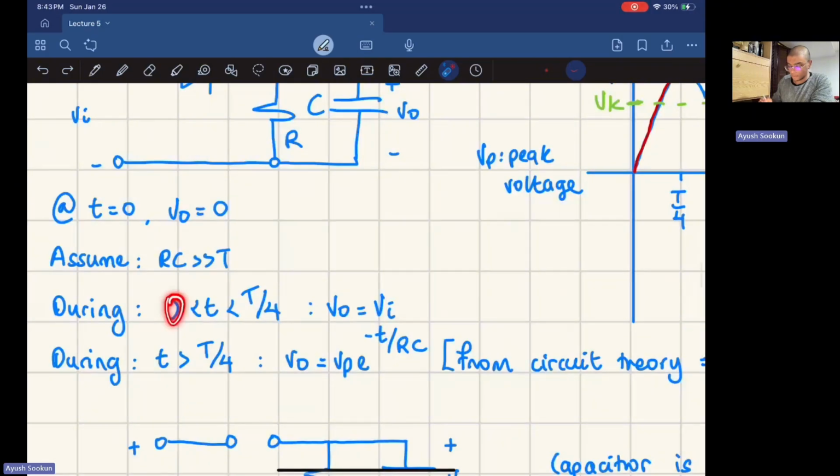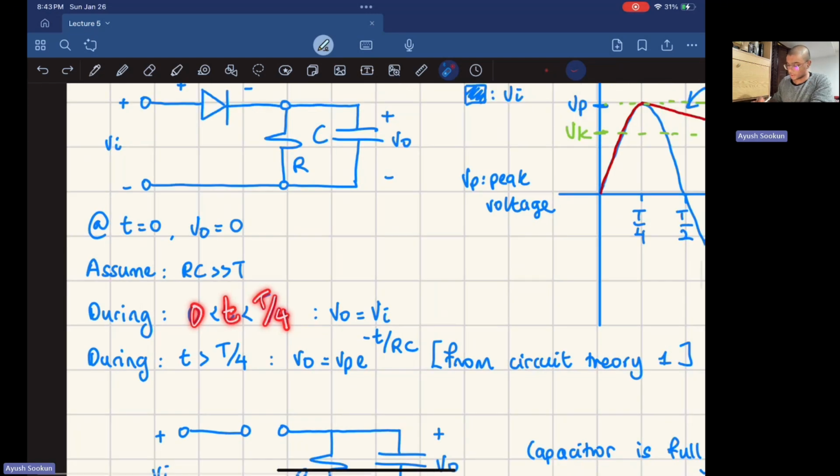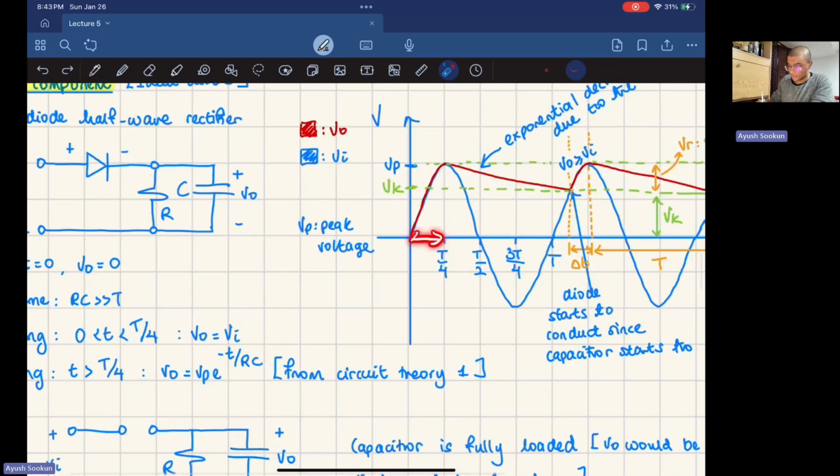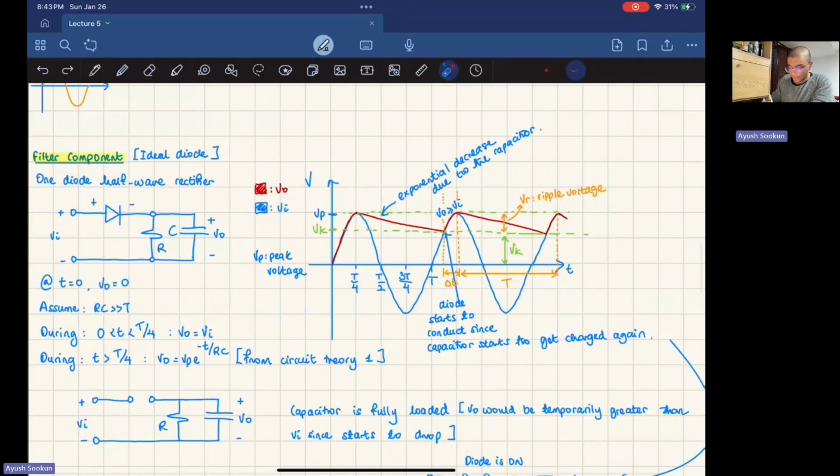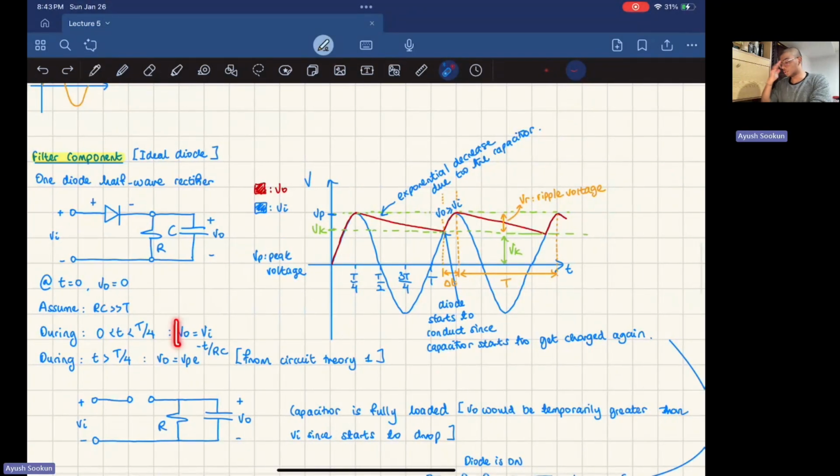So when you have time between 0 and the period over 4, we're talking about this range right here. If you look at my laser, we're talking about this range. Our output voltage is equal to the input voltage.